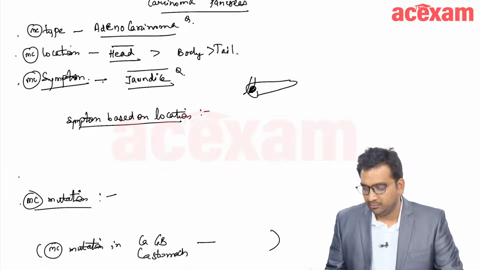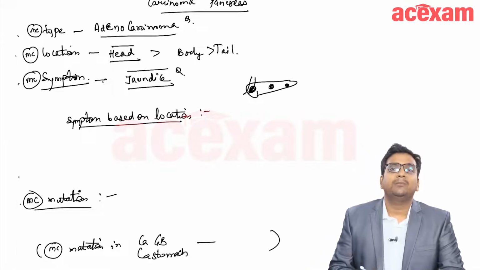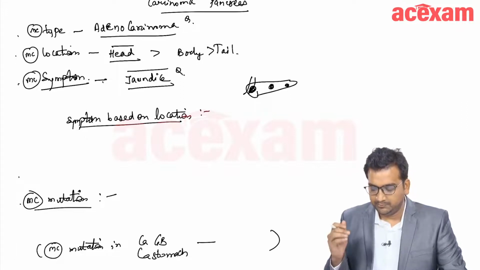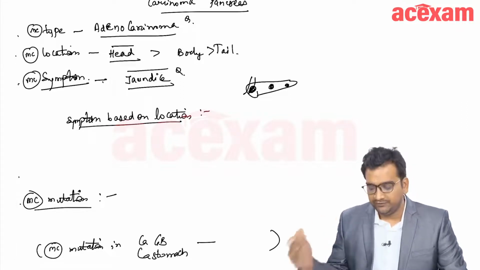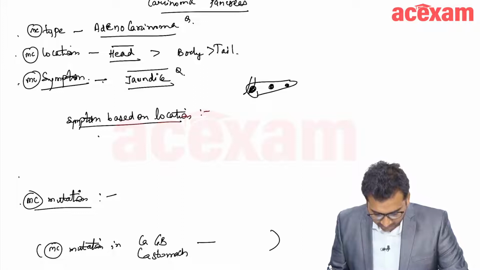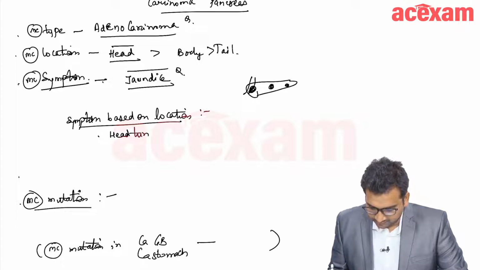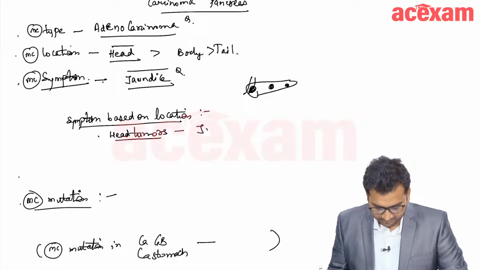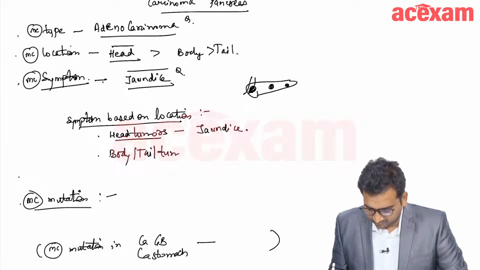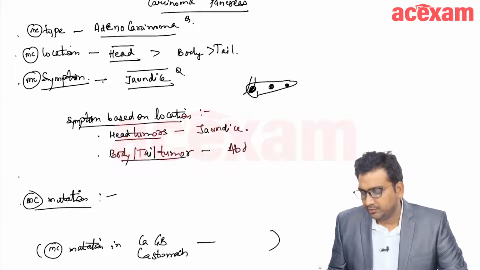If the tumor is in the body or tail of the pancreas, the patient will present with abdominal pain and weight loss, rather than jaundice. So symptoms generally depend on location. Overall, the most common symptom is jaundice. In patients with head tumors, it is jaundice. In patients with body and tail tumors, it is abdominal pain followed by weight loss.